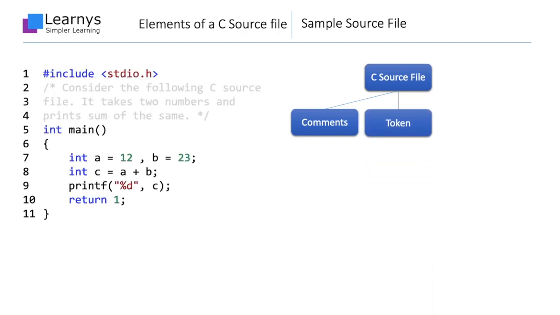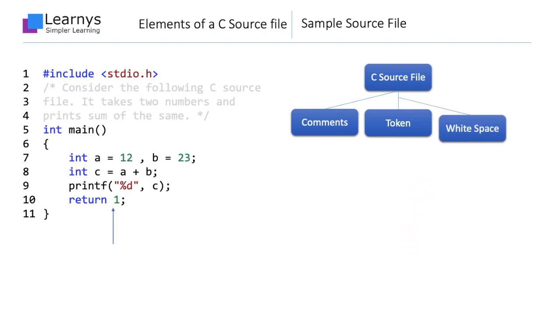Next, we have tokens. Tokens in C language are the most important element to be used in creating a program. We can define the token as the smallest individual element in C. For example, we cannot create a sentence without using words. Similarly, we cannot create a program in C without using tokens. One thing must be noted: comments are not considered as tokens in C language.